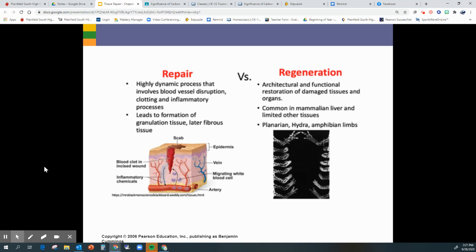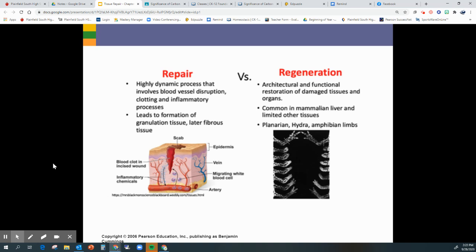All right. The other process that can happen is what's referred to as regeneration. So this is complete restoration of damaged tissue back to its original form. In humans, this really only happens in our liver. Some of the cells of our eye can do that too. Our cornea is pretty good at regeneration, but for the most part, most of the rest of us can't do that. So if we were to cut a finger off or cut a whole arm off, we can't regrow that, but lots of other organisms can.